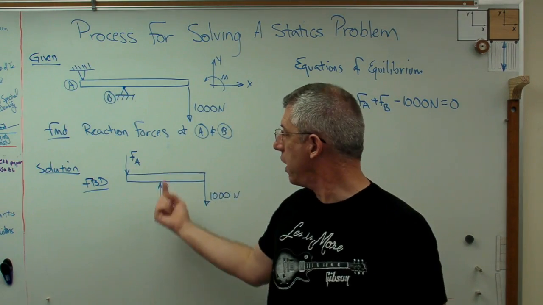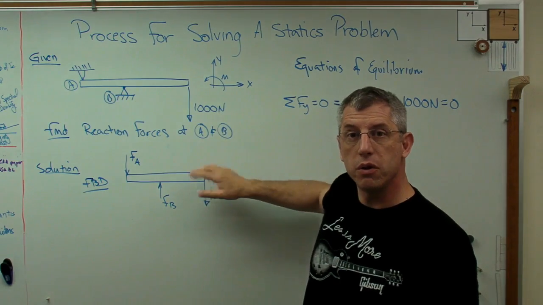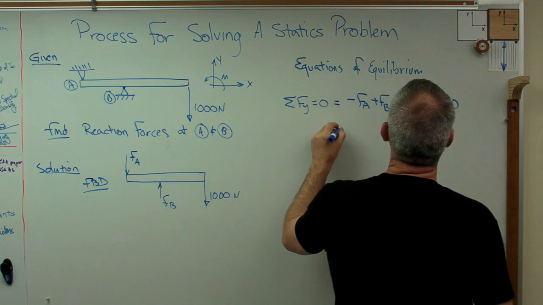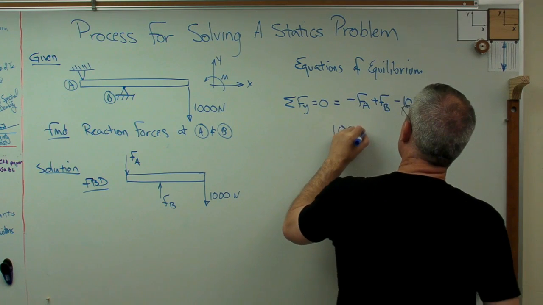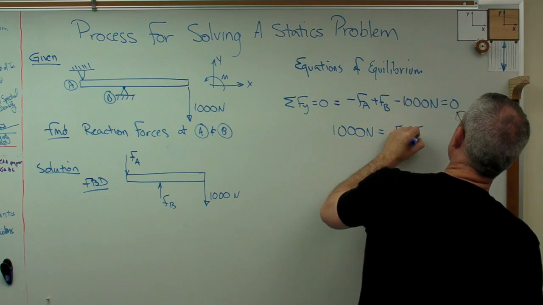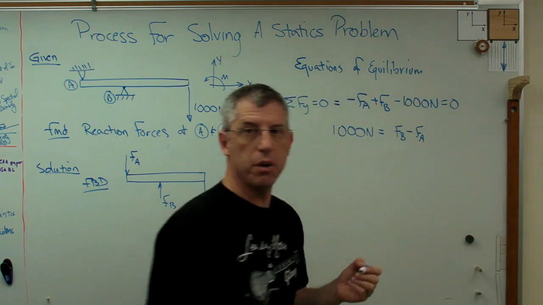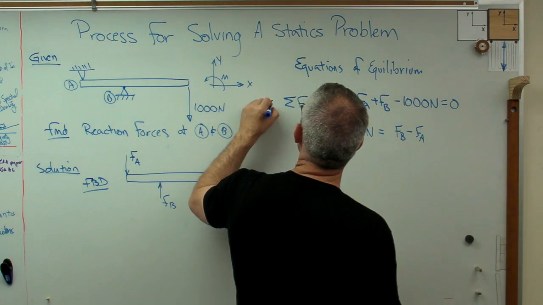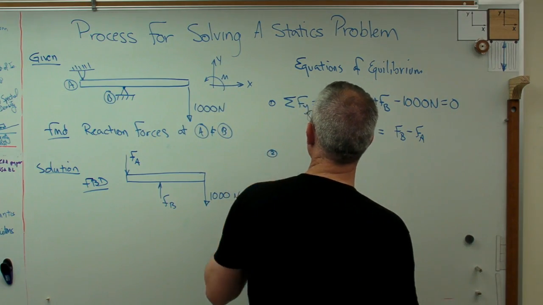Make sure the minus sign shows that I've got a downward force here, a plus sign for the upward force at B, and then minus 1,000 newtons down there. Those are reflected over here. If I want to make this a little bit simpler, I can write 1,000 newtons equals FB minus FA. Same equation written in a slightly simpler form. So that's number one, the first of my two equations of equilibrium.